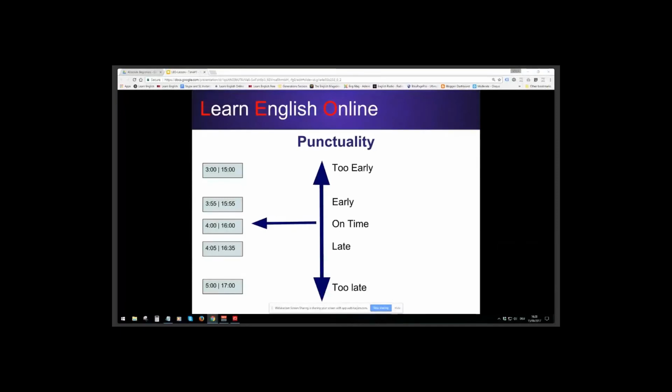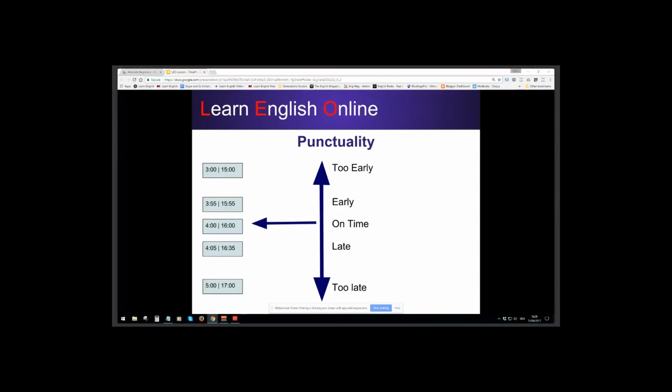Because it's important to be on time. It's very important to be punctual. Punctuality. Now, when we're talking about sessions and meetings and dates, meeting your friends, meetings in business, courses, sessions, timetables, it's very important to be on time, punctuality.